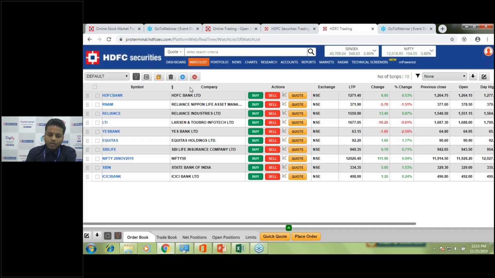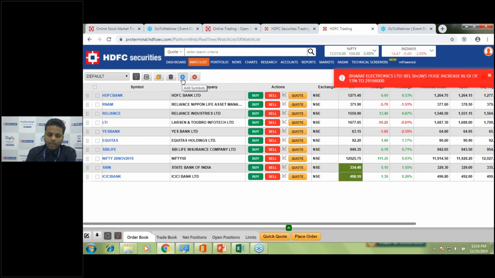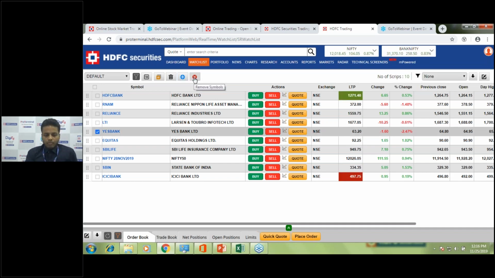Any stock you want to add, you can just click on Add Symbol and enter the name. Any stock you want to exit or remove, let's suppose I want to remove Yes Bank, I will click on Yes Bank, select this Remove Symbol, and the stock will be removed from it.